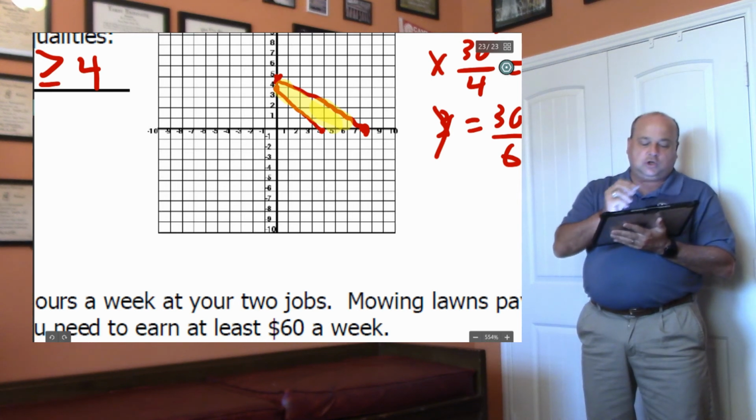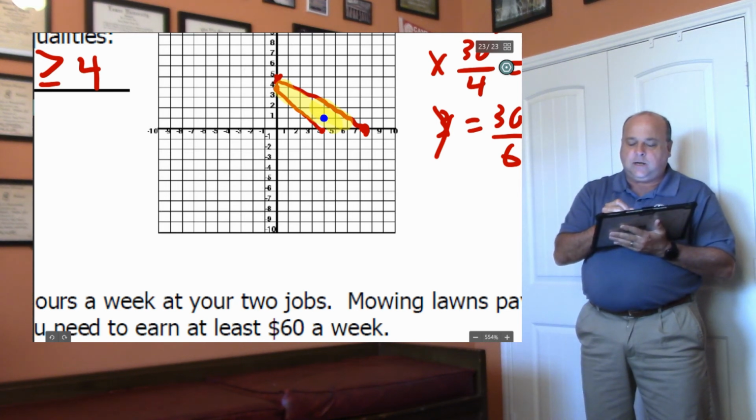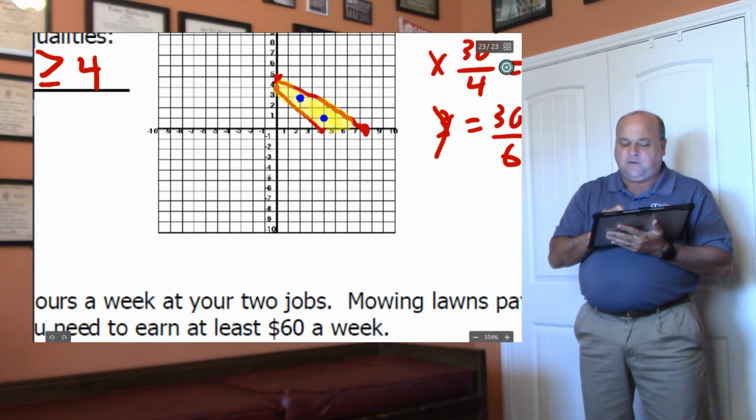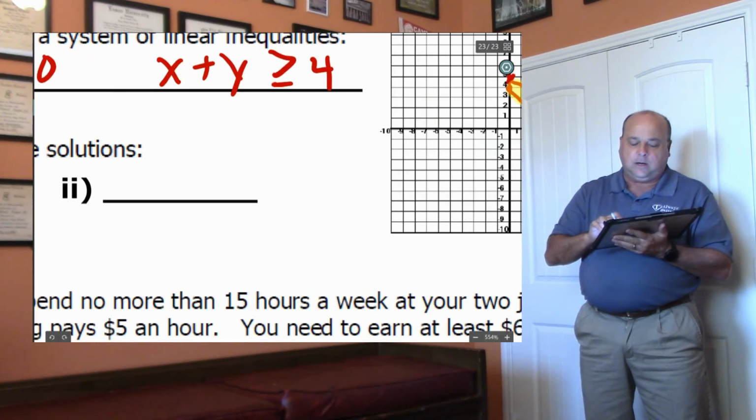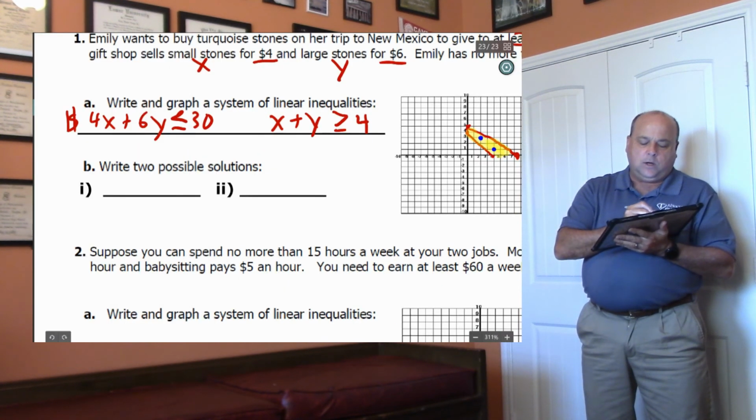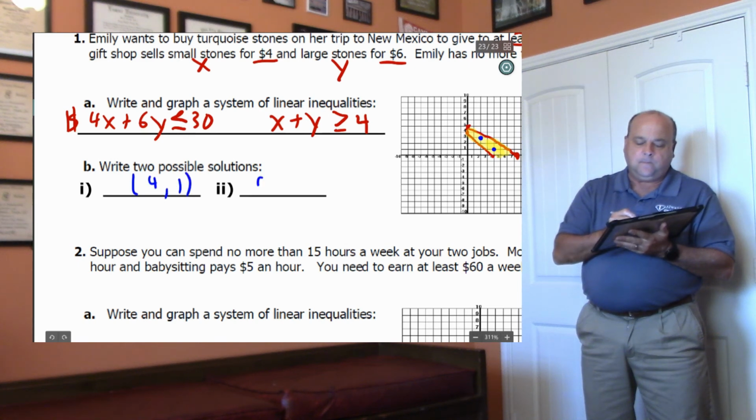So I need just 2 ordered pairs. I could choose this one and this one. So that's going to be 4, 1 and 2, 3. So 4, 1 and 2, 3, right?